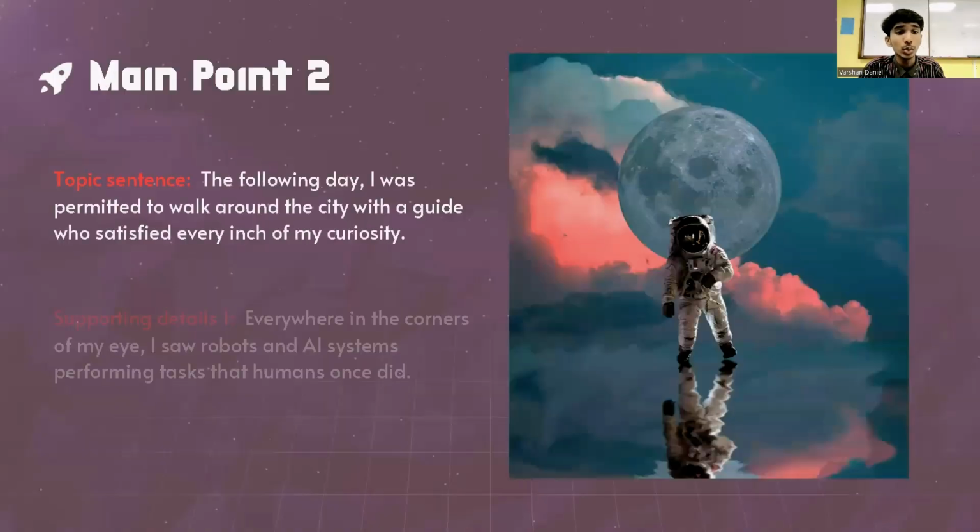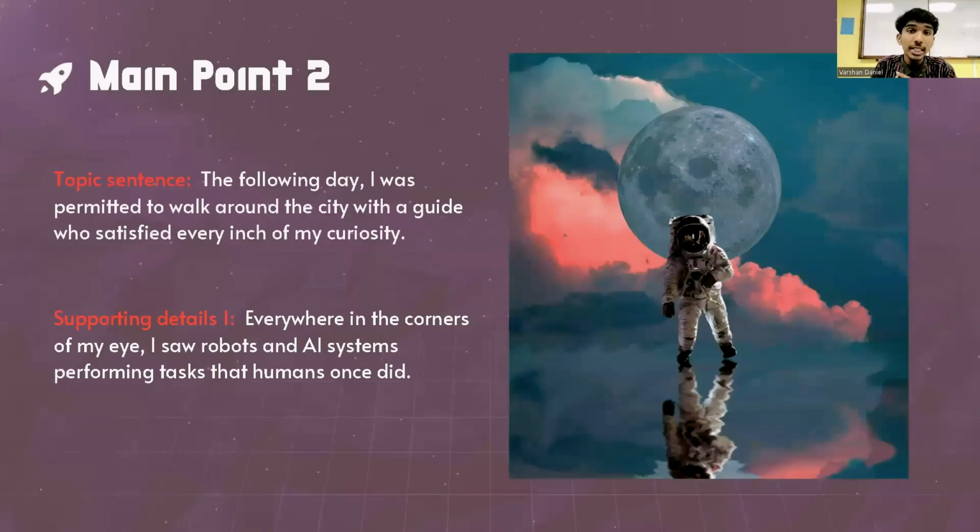Besides, ladies and gentlemen, let's go to main point 2, which is about robots and AI. So the topic sentence of this main point 2 is, the following day I was permitted to walk around the city with a guide who satisfied every inch of my curiosity. And the supporting detail is, everywhere in the corner of my eye, I saw robots and AI systems performing tasks that humans once did. The topic sentence marks the second day of my journey into the future.